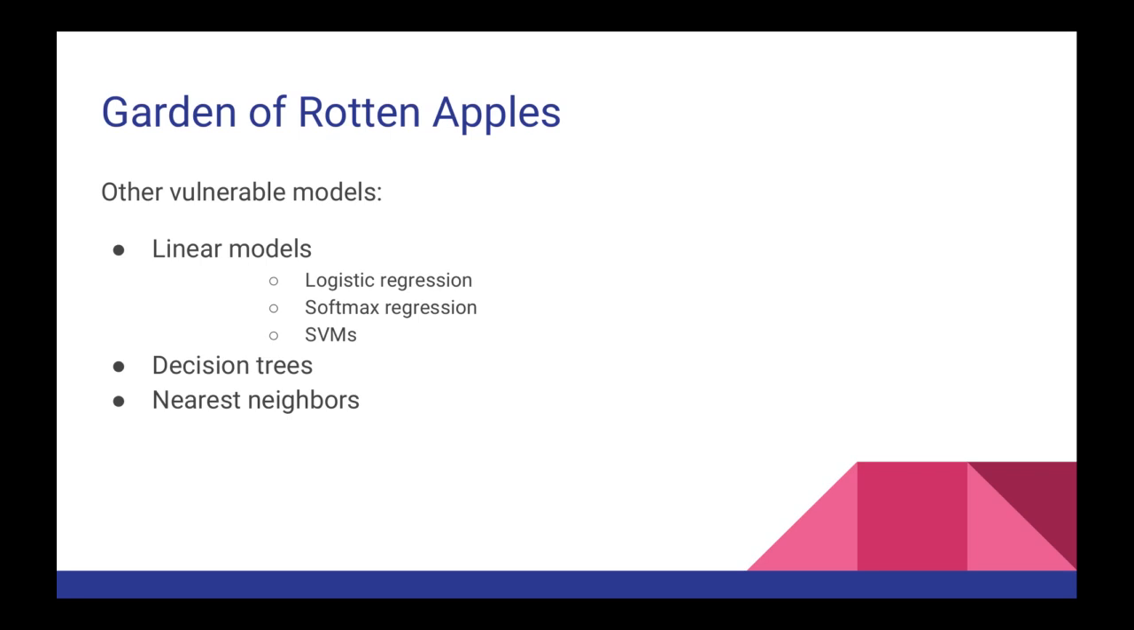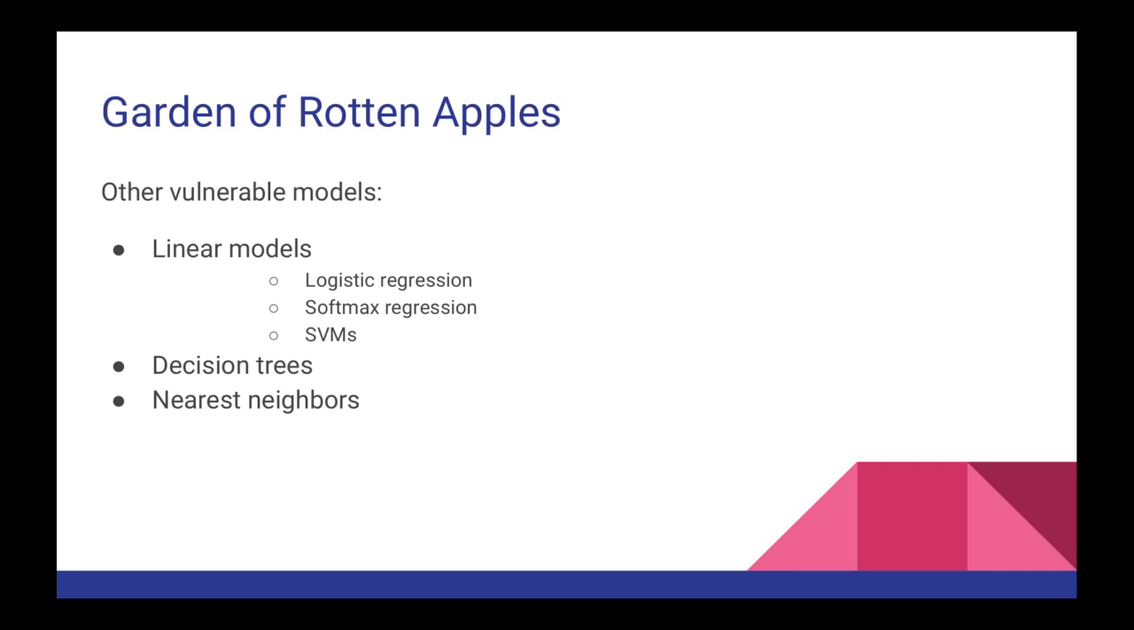Well, as we just discussed, linear models are susceptible, and vulnerable models include logistic regression, softmax regression, and support vector machines. Decision trees are also vulnerable, and even nearest neighbor approaches are vulnerable. A more interesting question here can be, what about the human brain?